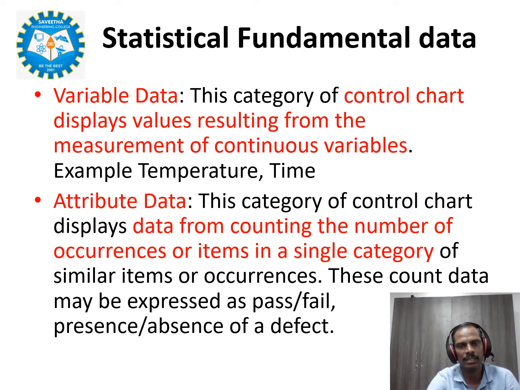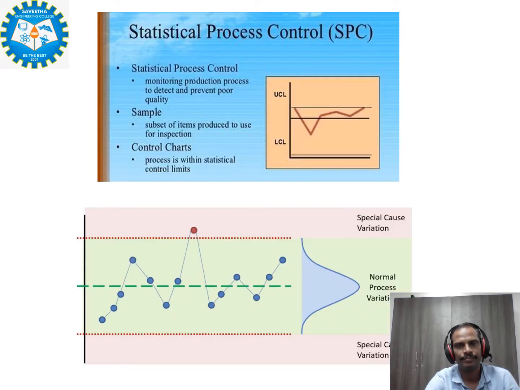Attribute data is the category of control chart that displays data from counting the number of occurrences or items in a single category. For one process, how much time it takes, how much temperature is reached, how much of the process is completed. So similar items or occurrences are found, and based on the counting, the data may be expressed as pass or fail, or the presence or absence of defects.